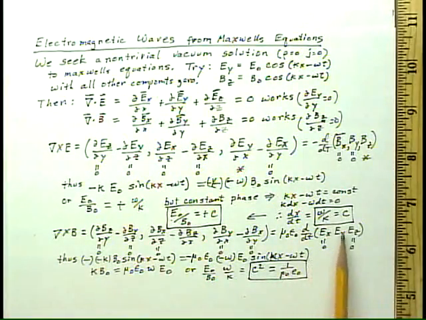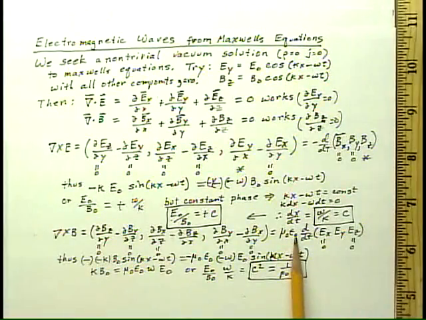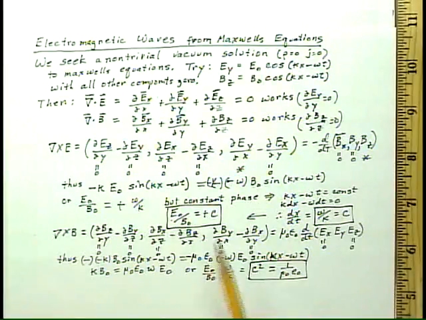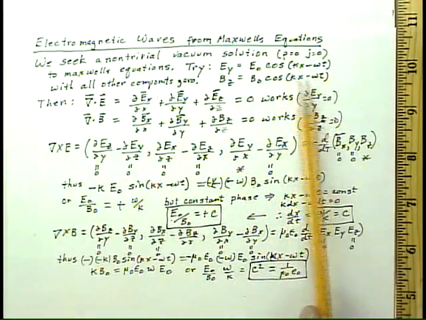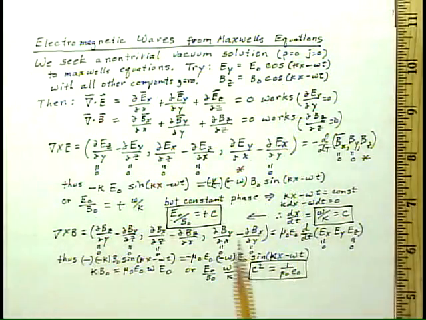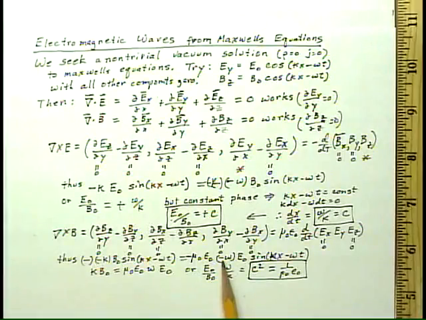On the right-hand side, we must take mu naught times epsilon naught times the electric field in the y direction, derivative with respect to time. So that gives us mu naught epsilon naught, and the change with respect to time will give us a minus omega out front, but also another sign because of the cosine being changed into the sine. So we get two negative signs that also cancel, and that leaves us with this equation right here.